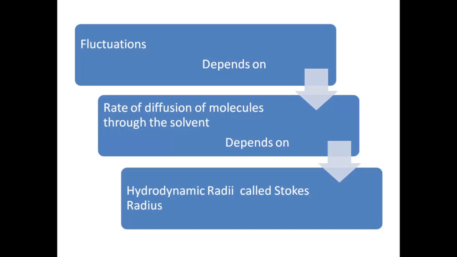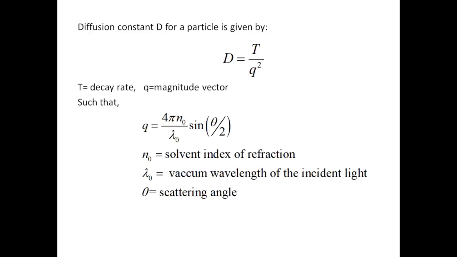When the diffusion is taking place slowly, the fluctuations will also be slow with respect to time. So if the fluctuations are fast, that means the rate of diffusion is very fast. That means the hydrodynamic radius is quite small. This hydrodynamic radius is also called the Stokes radius.